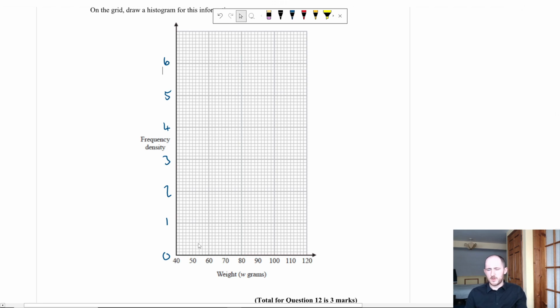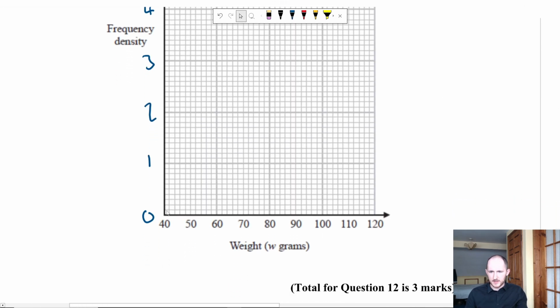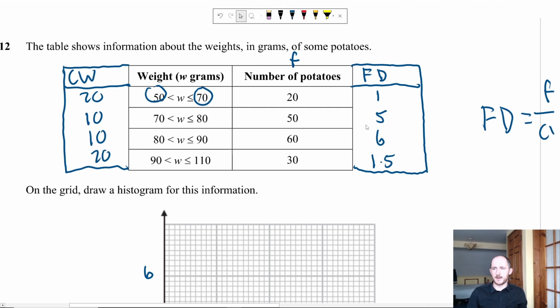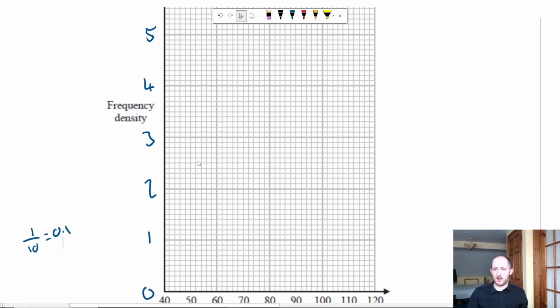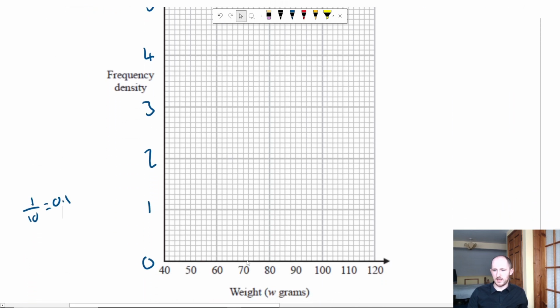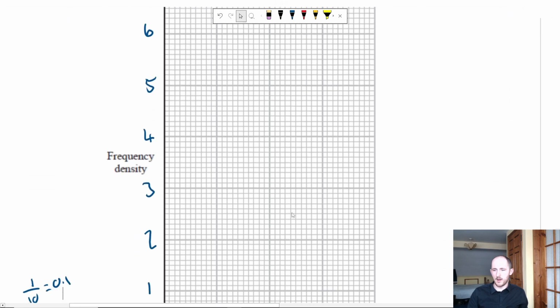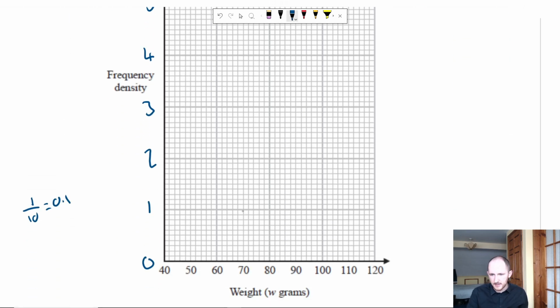And if I count these small squares, I'm going to zoom in for this part. There's 1, 2, 3, 4, 5, 6, 7, 8, 9, 10. So it makes it really useful for me because I've gone up in ones and there's 10 small squares between them. So each small square is 1 over 10, so 0.1. That makes it a little more precise. Okay. So we plot the frequency densities in the respective classes. So 50 to 70, so here to here, is 1. So I'm going to go from 50 to 70. 50 should be this one here.